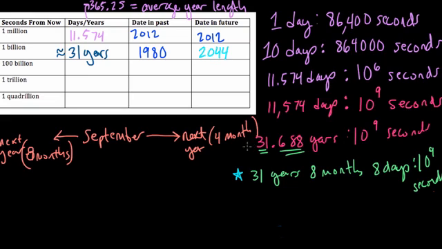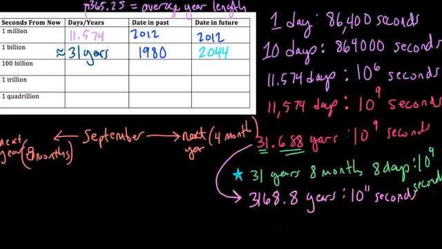So here, if I multiply this by 100, that'll give me 100 billion. So that'll give me not just 316.88 years, that would be 10 to the 10th, but 3,168.8 years. And that's for just 10 to the 11th seconds, or 100 billion. 2 powers of 10 larger than 10 to the 9th. And now that's just 100 billion.